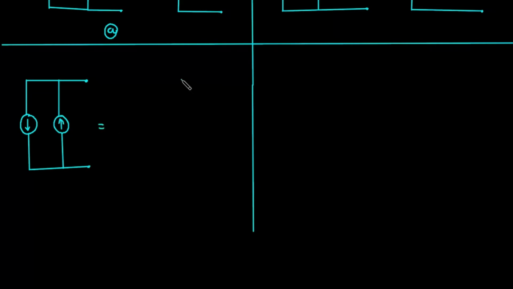So its equivalent current source will be, first of all we have to write, let's say this is current I1 and this is current I2. Now this time let's say I2 is greater than I1. So if I2 is greater than I1, that time the direction of this current source will be upward and this will be I2 minus I1.